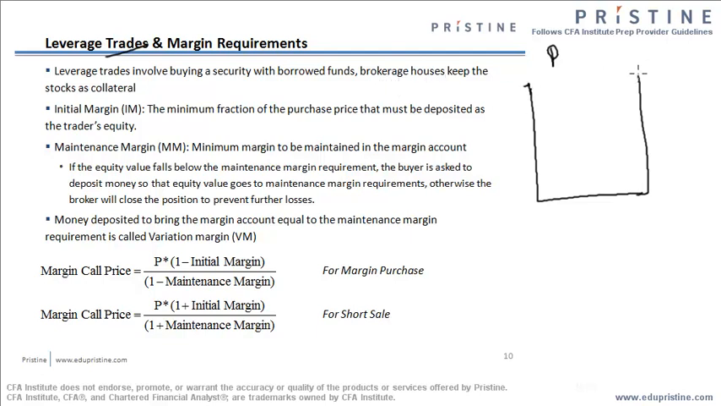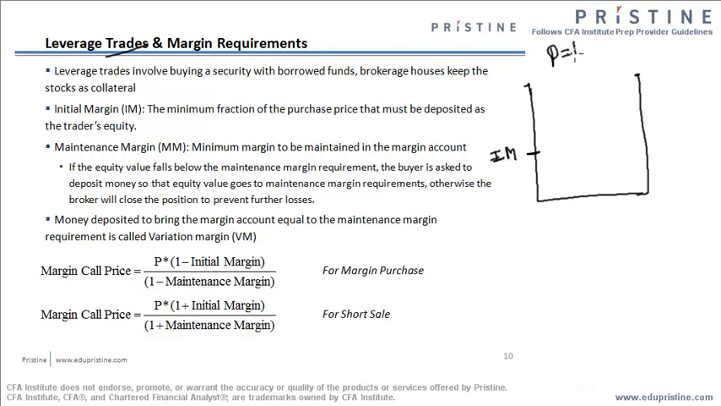So suppose this P is the complete bucket. Out of this complete bucket, some part would be deposited by you when you enter into a transaction. That part is called the initial margin. So initial margin can be given as a percent of the price.